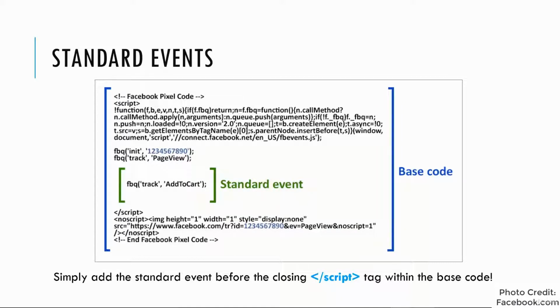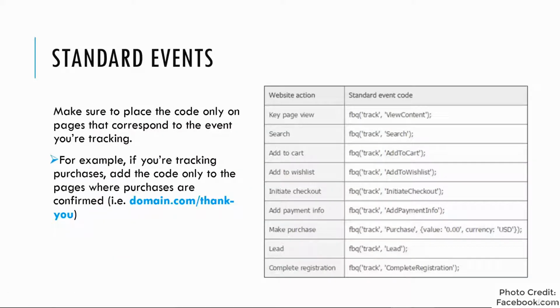And remember, this base code or Facebook pixel is what we paste in before the closing head tag on each page. So this standard event addition of Add to Cart would be added before this closing script tag on the Add to Cart page. So make sure to place the code only on pages that correspond to the event you are tracking.